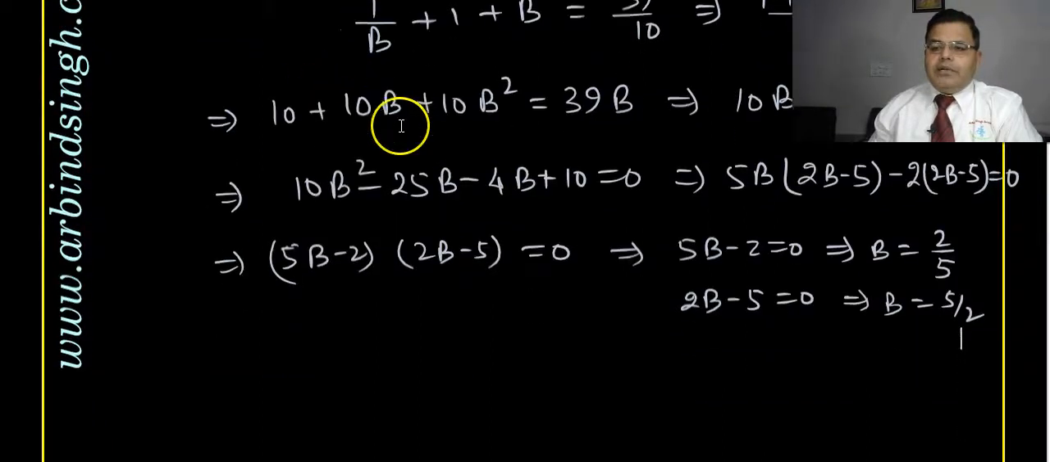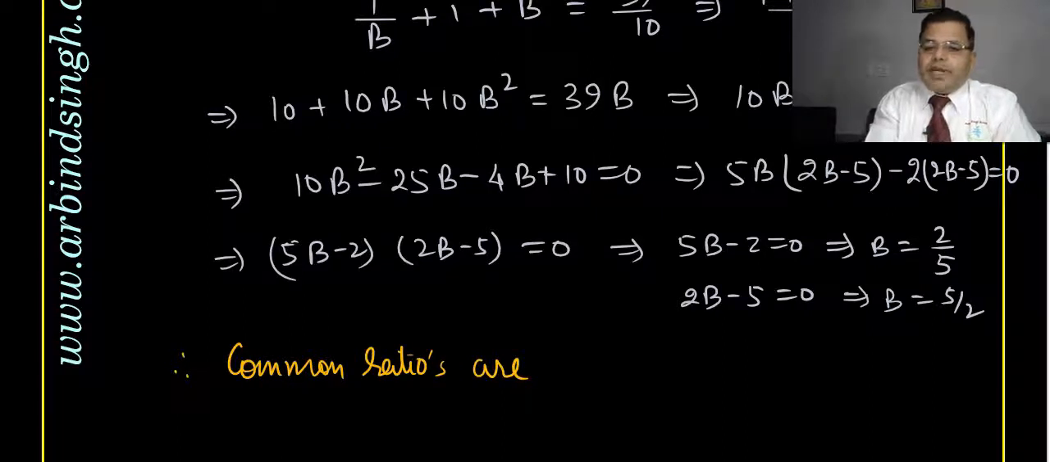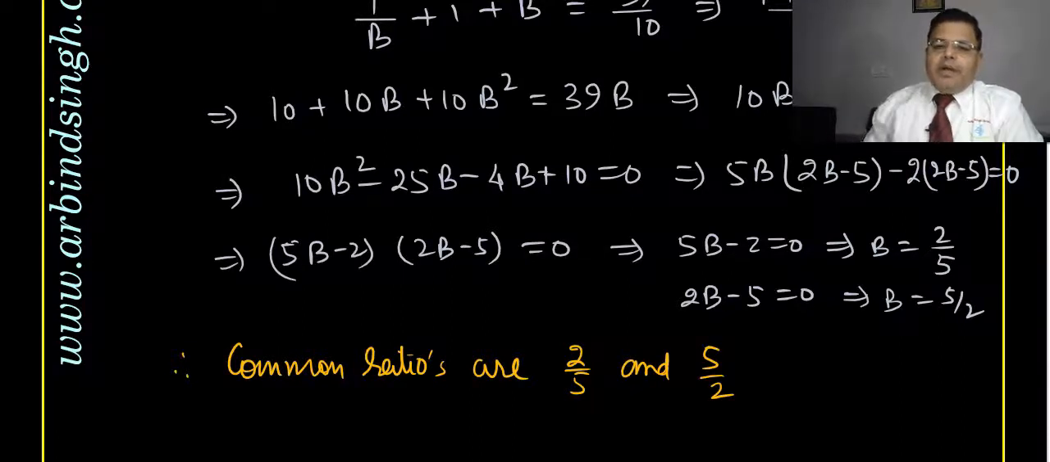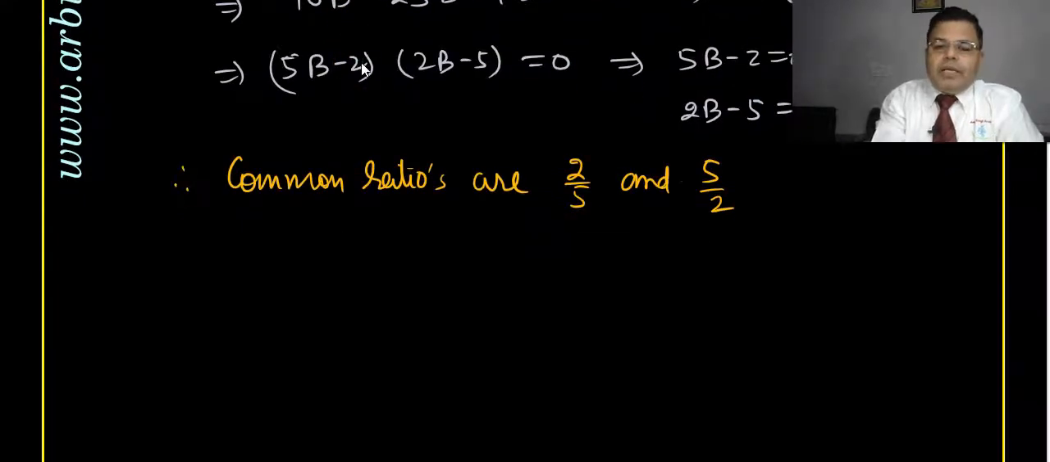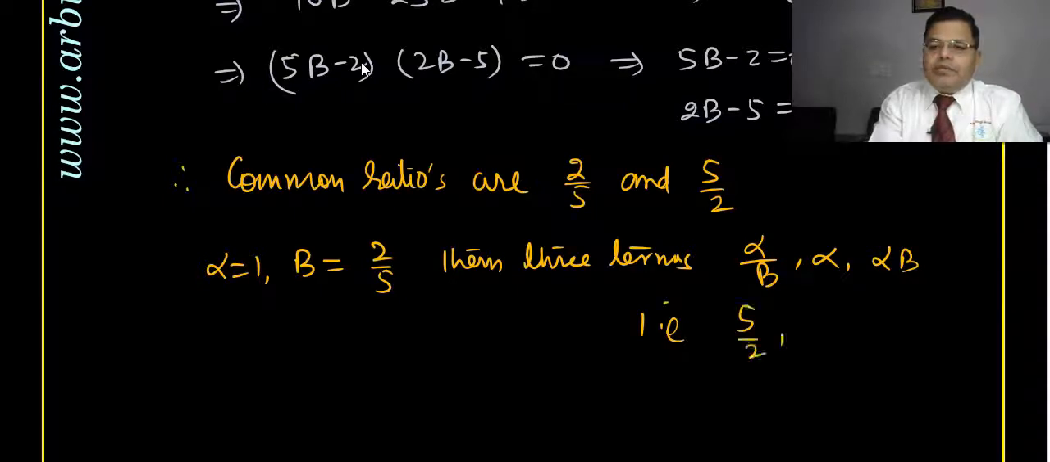Hence, common ratios are 2 by 5 and 5 by 2, both are possible, right? Now, as far as the terms are concerned, alpha is equal to 1. When alpha is equal to 1 and beta is equal to 2 by 5, the three terms are alpha by beta, alpha and alpha beta, that is 1 by 2 by 5, which is 5 by 2, 1 and 2 by 5.